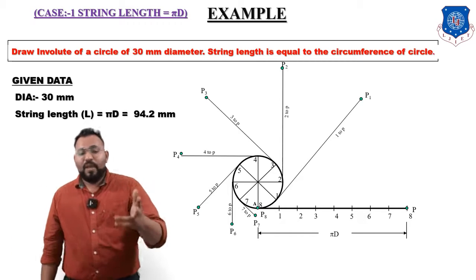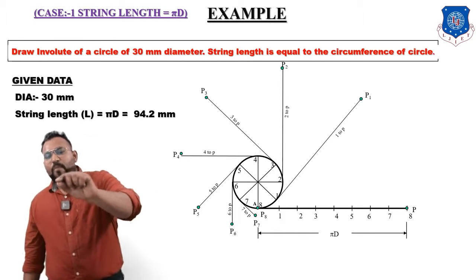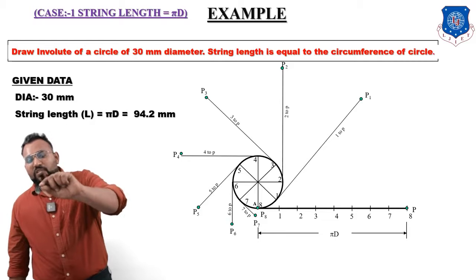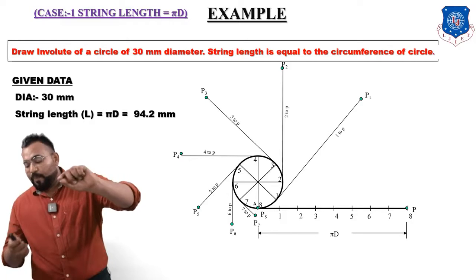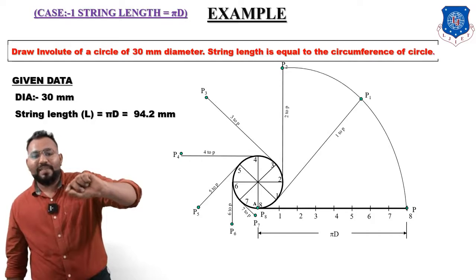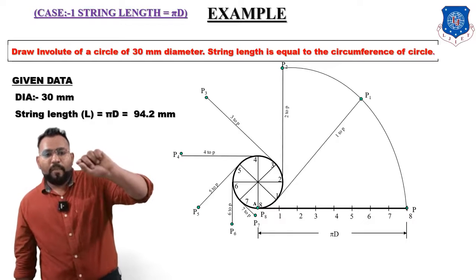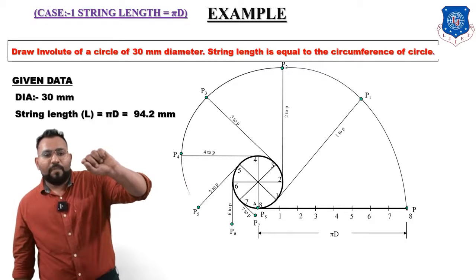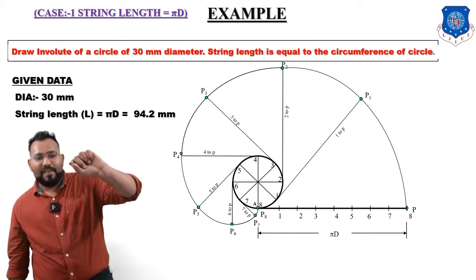Now what you will do, now you will connect point P on the string to the point P1 on the tangent. So now connect point P to P1 by a smooth curve like this. Now from point P1 to point P2, P2 to P3, P3 to P4, P4 to P5, P6, P7 and P8.